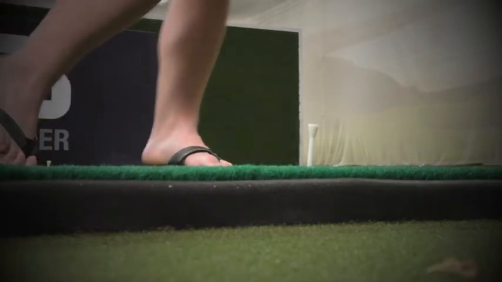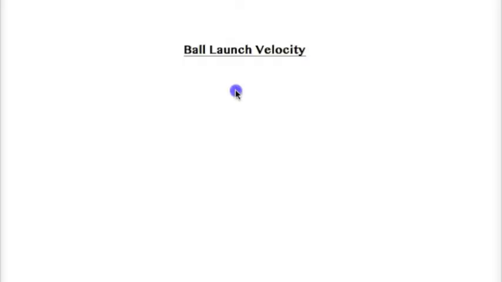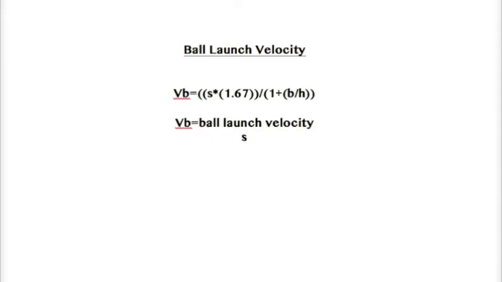For this last swing that Brian took, we will now look at ball launch velocity. The equation for ball launch velocity is VB equals the quantity of S times 1.67 divided by the quantity of 1 plus B divided by H, where VB equals the ball launch velocity, S equals club head speed, B equals mass of golf ball, and H equals the mass of the club head.